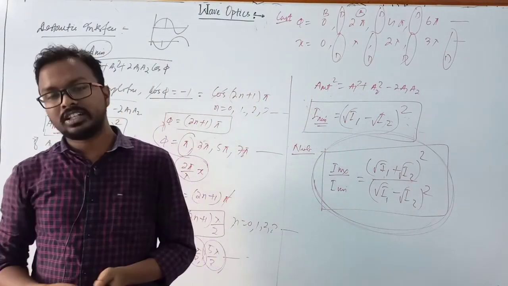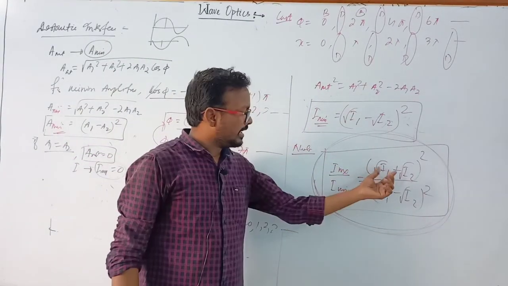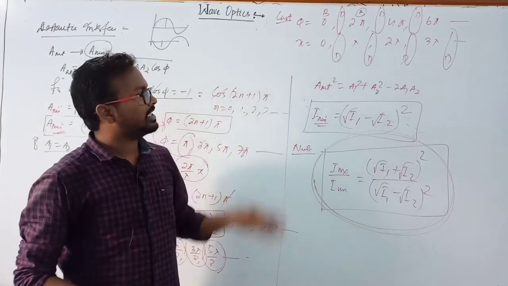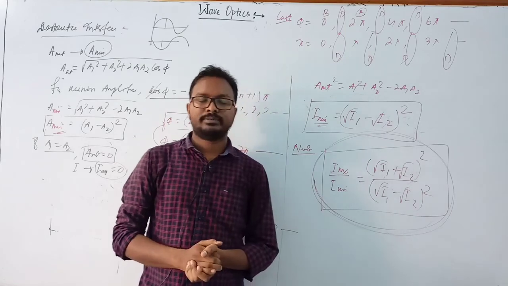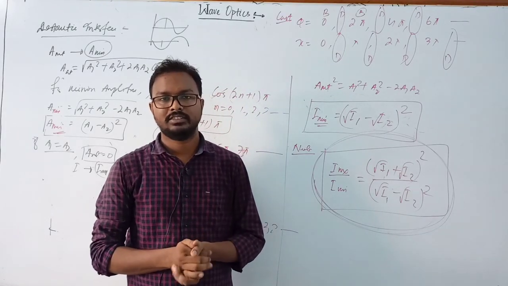Find the ratio of maximum and minimum intensity of light if I1 equals this much and I2 equals this much. Clear? These are all about Huygens' principle and interference of light waves, or interference of waves. Clear? Thank you all.